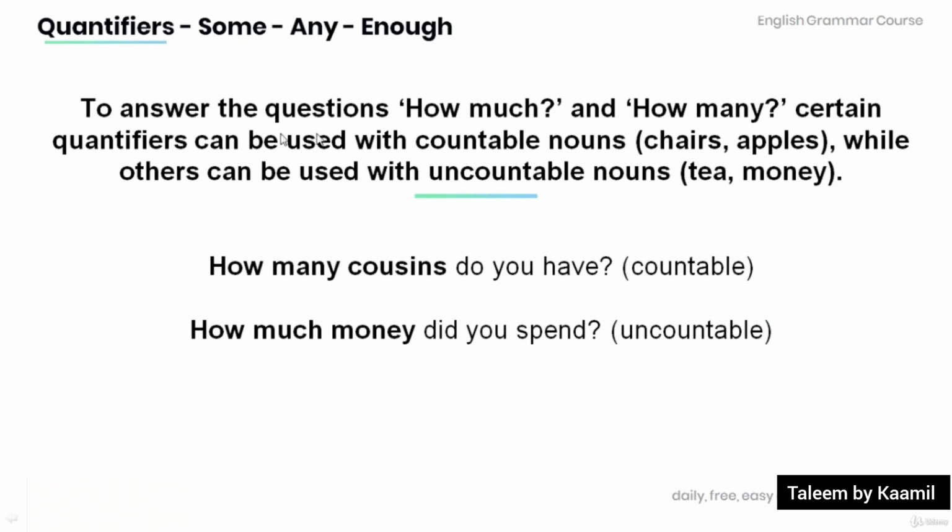Now, to answer the questions how much and how many, certain quantifiers can be used with countable nouns, such as chairs, apples, while others can be used with uncountable nouns, such as tea and money. Have a look at the examples below. How many cousins do you have? Note that cousins is a countable noun. And in this sentence, how much money did you spend? Money is uncountable.